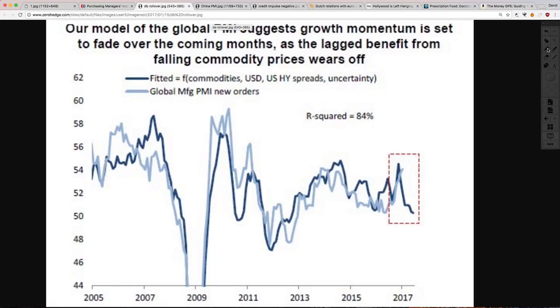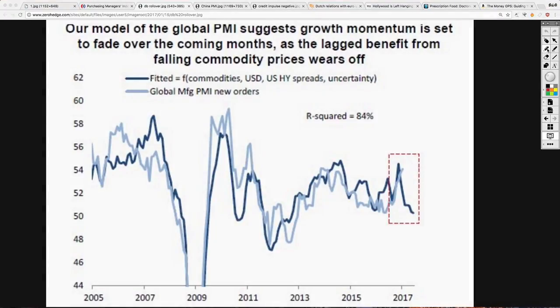This is the chart that I wanted to get to. Most important of all, our model of the global PMI suggests growth momentum is set to fade over the coming months as the lagged benefit from falling commodity prices wears off. And you will see what's going on right now. Throughout 2017, they are predicting some amount of decline to occur. It's not saying it's going to be the biggest collapse ever. It's simply suggesting that the tables will continue to turn.